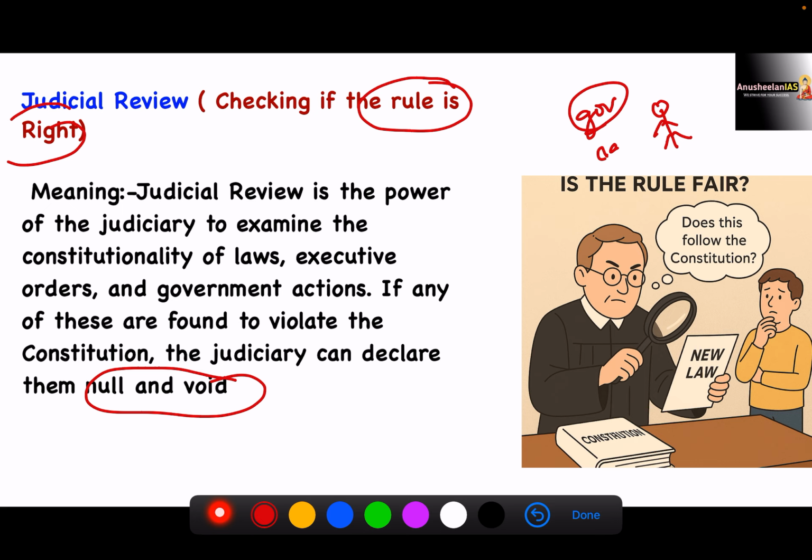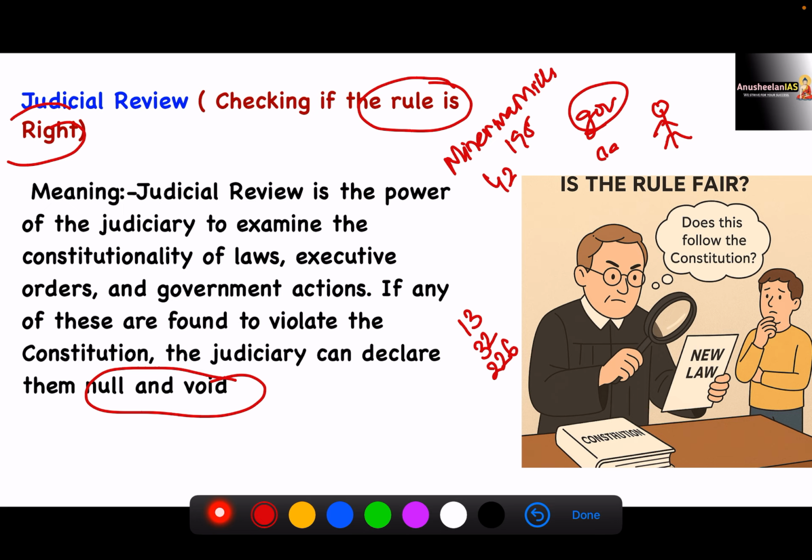We can also see judicial review in the Minerva Mills case, 1980. The court struck down parts of the 42nd Amendment Act for violating the basic structure. Like that, the court cancelled unfair laws. Judicial review is not mentioned anywhere in the Constitution. It is derived from Articles 13, 32 and 226.